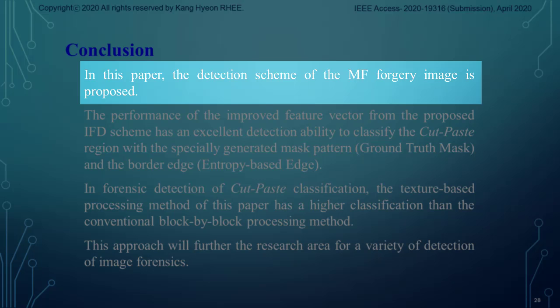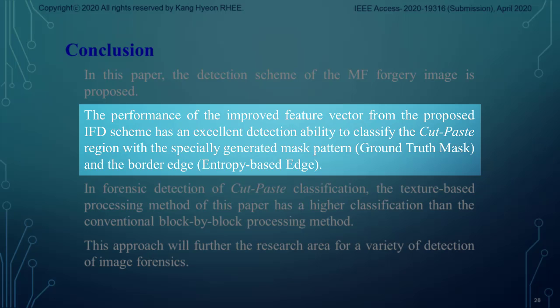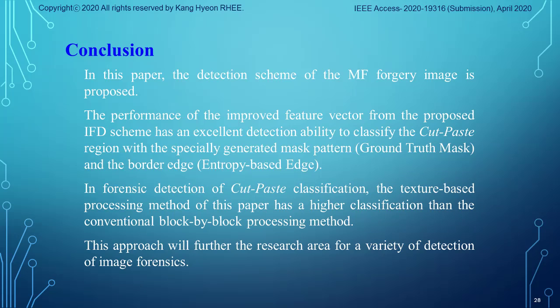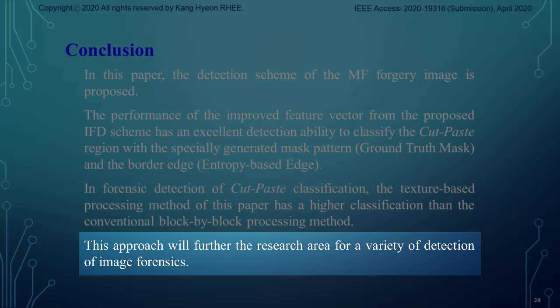In this paper, the detection scheme of the median filtering forgery image is proposed. The performance of the improved feature vector from the proposed image forensic detection scheme has an excellent detection ability to classify the cut-paste region with the specially generated mask pattern, the ground truth mask, and the border edge entropy-based edge. In forensic detection of cut-paste classification, the texture-based processing method of this paper has a higher classification than the conventional block-by-block processing method. This approach will further the research area for a variety of detection of image forensics.